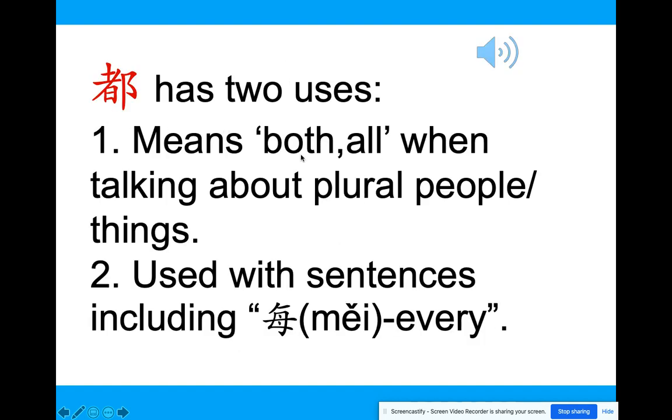In the first case, you can use it when you talk about more than one person and when they share the same thing or the same action. For example, we are students. It's not just I am a student, you are a student. It's like we are students, we both are. So you can use 都 because we both are students. Or when you want to say, my mom and my dad and my brother all like watching films, in that case you can also use 都 because all three people like watching films.